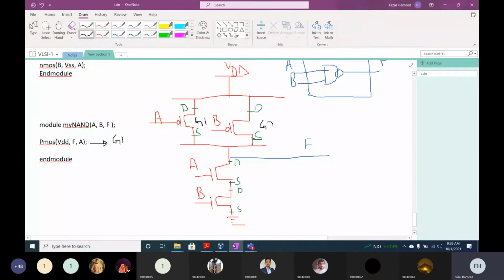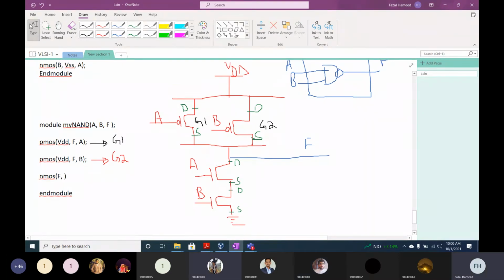Now we are going to write the code for transistor G2. Sir, for that only one place changes, B, and the rest is the same. Again PMOS, VDD, F, and B. Okay. This is your transistor G2. Now NMOS G3. What should be the code for NMOS? F. NMOS first is drain. F, yes.